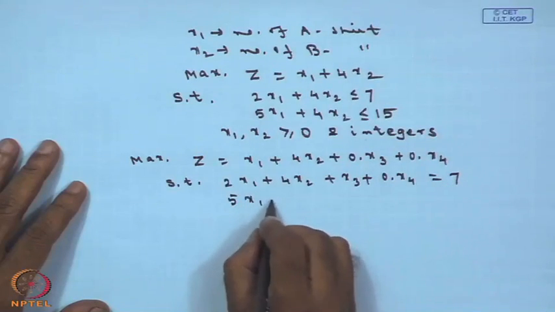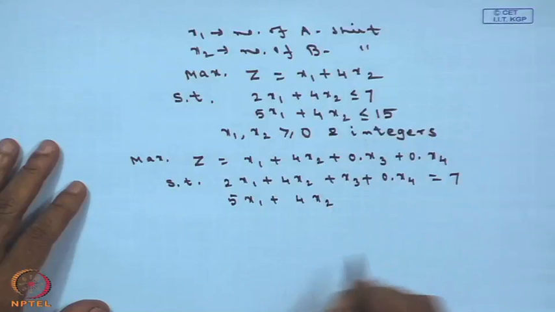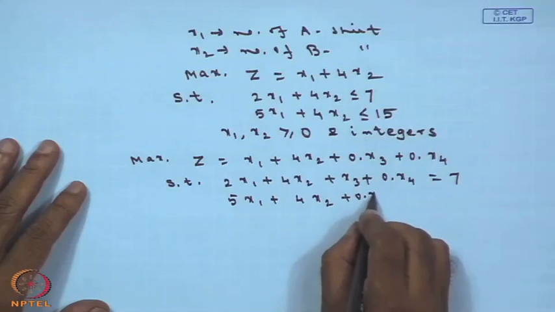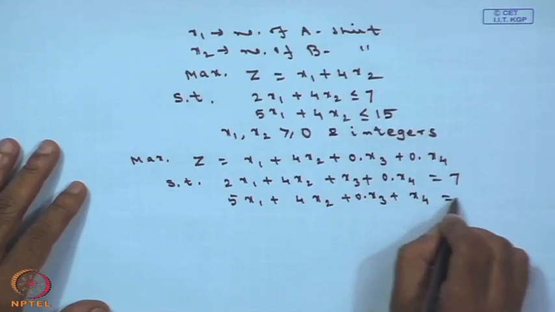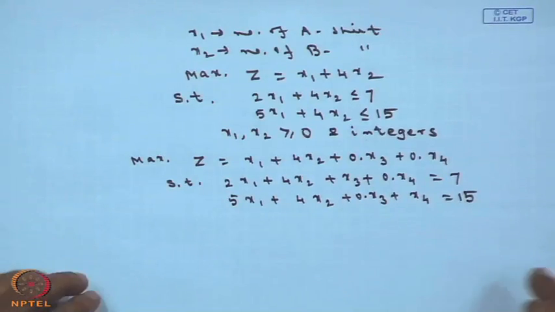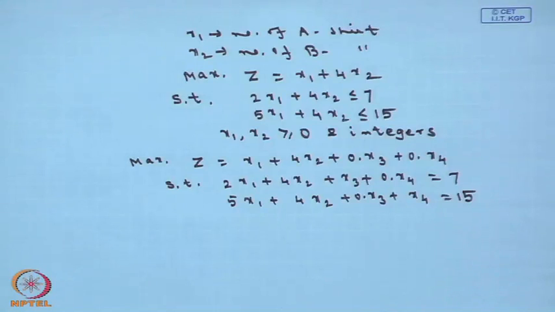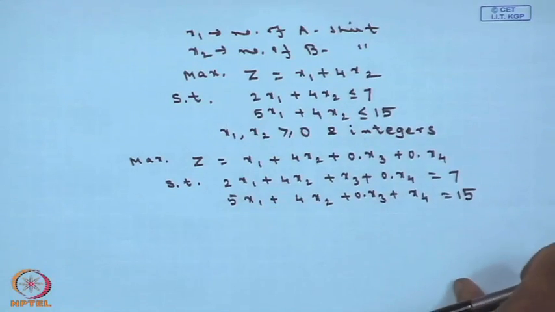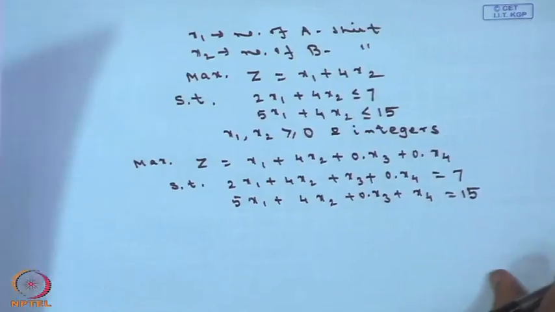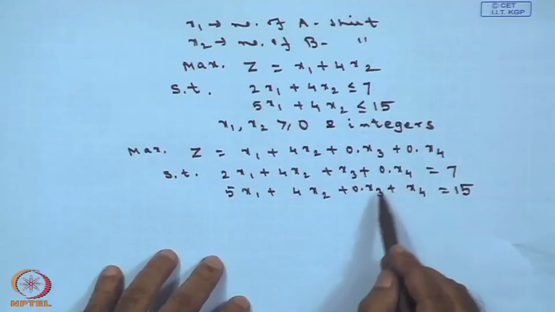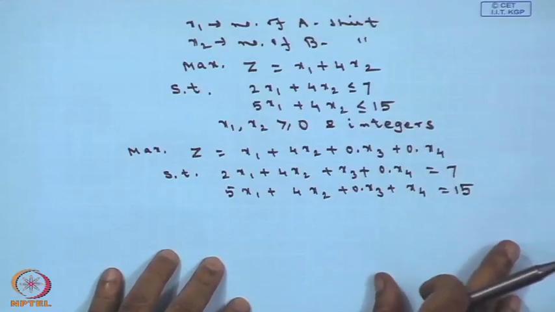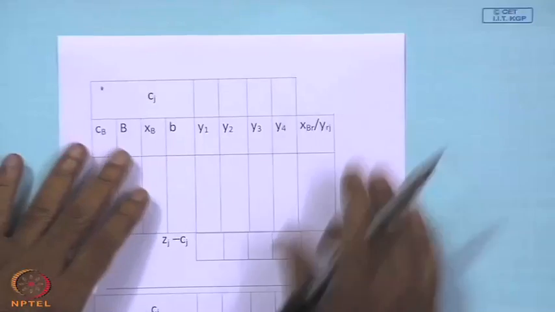and 5x1 + 4x2 + 0x3 + x4, this is equal to 15, with the condition x1, x2, x3, x4 greater than or equal to 0 and x1 and x2 are integers only. So, from this we can formulate the table directly now. I am not showing this, I am directly writing the table, you have seen it, so that it will save some time. Here your basic variables will be x3 and x4 as we have done earlier.